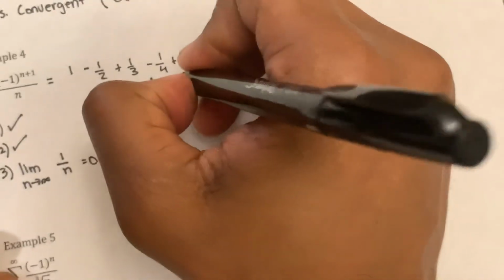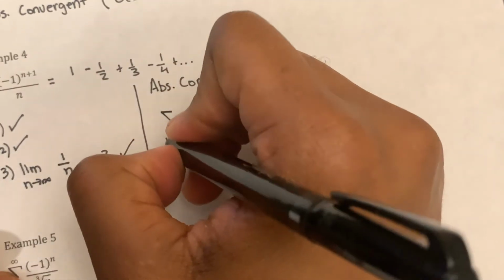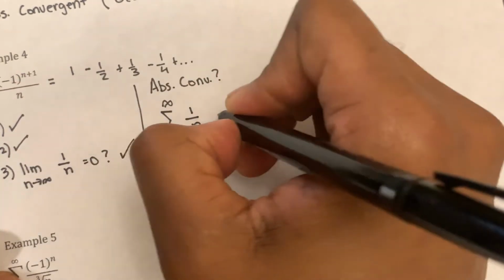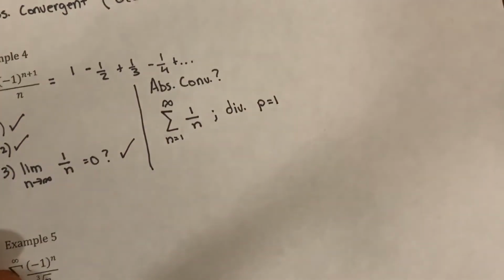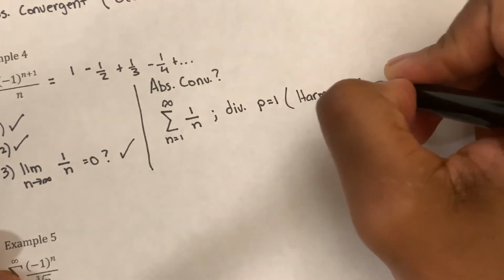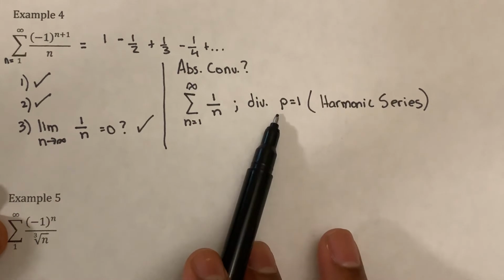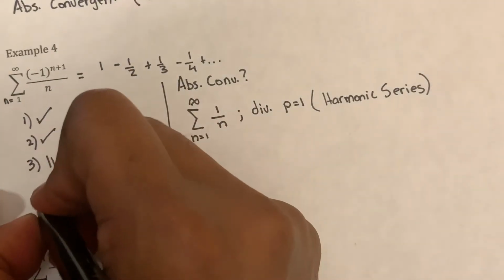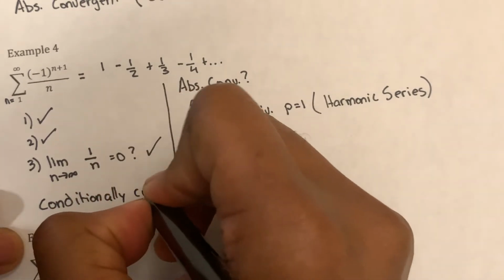So now our test for absolute convergence, so we're going to put absolute convergence, I guess we'll write a question mark. Now we need to look at the series from n equals 1 to infinity of just, ignore the -1, so we're just going to have 1 over n. This is going to be divergent because p equals 1. Remember, this is the harmonic series, and for the harmonic series, it's going to be divergent when p equals 1. So in this case, we would say conditionally convergent.